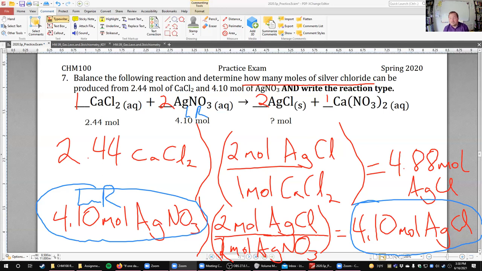And this problem doesn't even explicitly say that you need to say what the limiting reactant is, but you do need to pick one of those two numbers from the right-hand side, right? They can't both be true. Your theoretical yield can't be 4.1 and at the same time 4.88. So you need to circle one of those as being the actual theoretical yield. That is the logic that we're looking for when it comes to these theoretical yield questions.